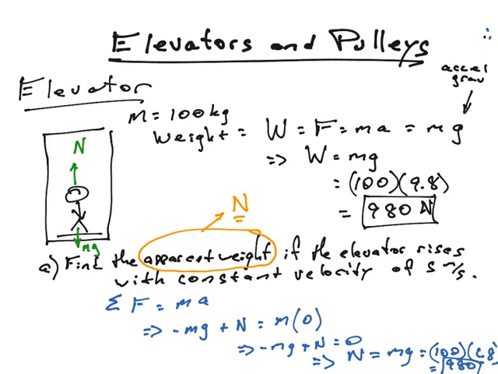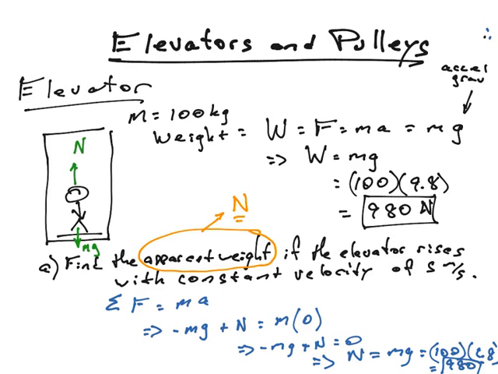So in this case, for part A, find the apparent weight for this particular instance. It's the same as my true weight, 980 newtons. The same as if I wasn't moving at all. And that matches my intuition.